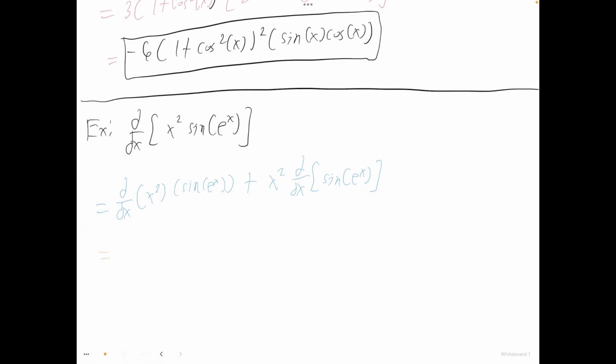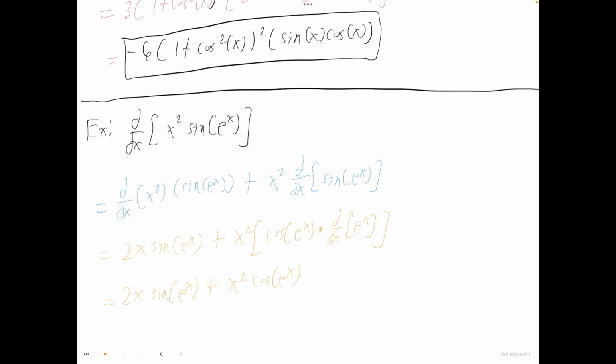Now the derivative of x squared is 2x, so we have 2x times sine of e to the x plus x squared times, now we need the derivative of sine of e to the x. Well, this is a composition where sine is the outer function and e to the x is the inner function. So the derivative of the outer function is cosine, plugging in the inner function of e to the x, times the derivative of the inner function, which is the derivative of e to the x. And so doing the derivative, we get 2x sine of e to the x plus x squared cosine of e to the x.